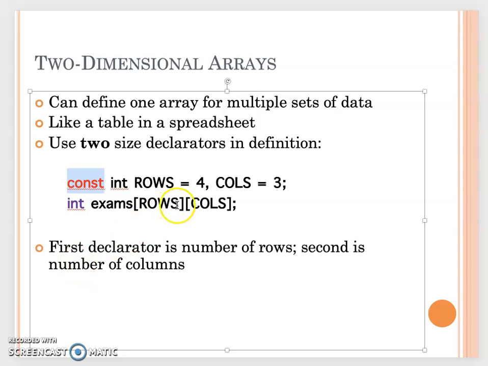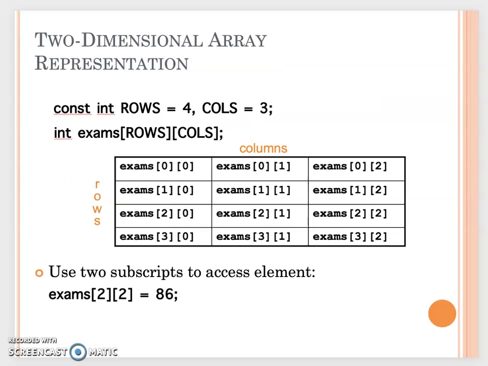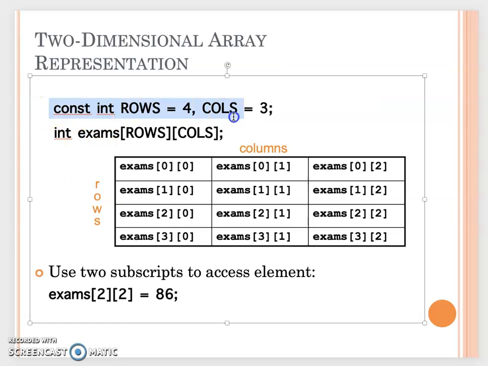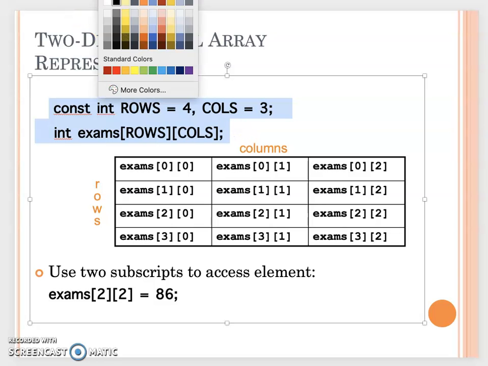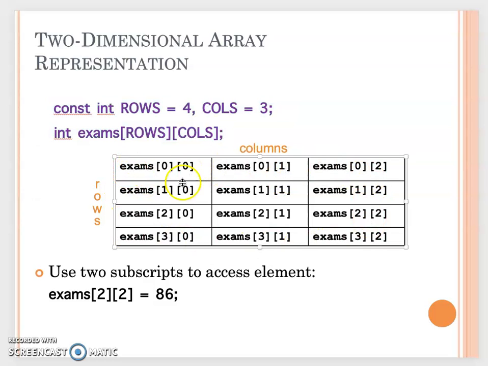So the first square bracket specifies the number of rows. The second one, the number of columns. So here we declare an array that has 4 rows, and each row has 3 columns. How does it look? After we declare the array like this, that's our declaration, the memory looks like this.